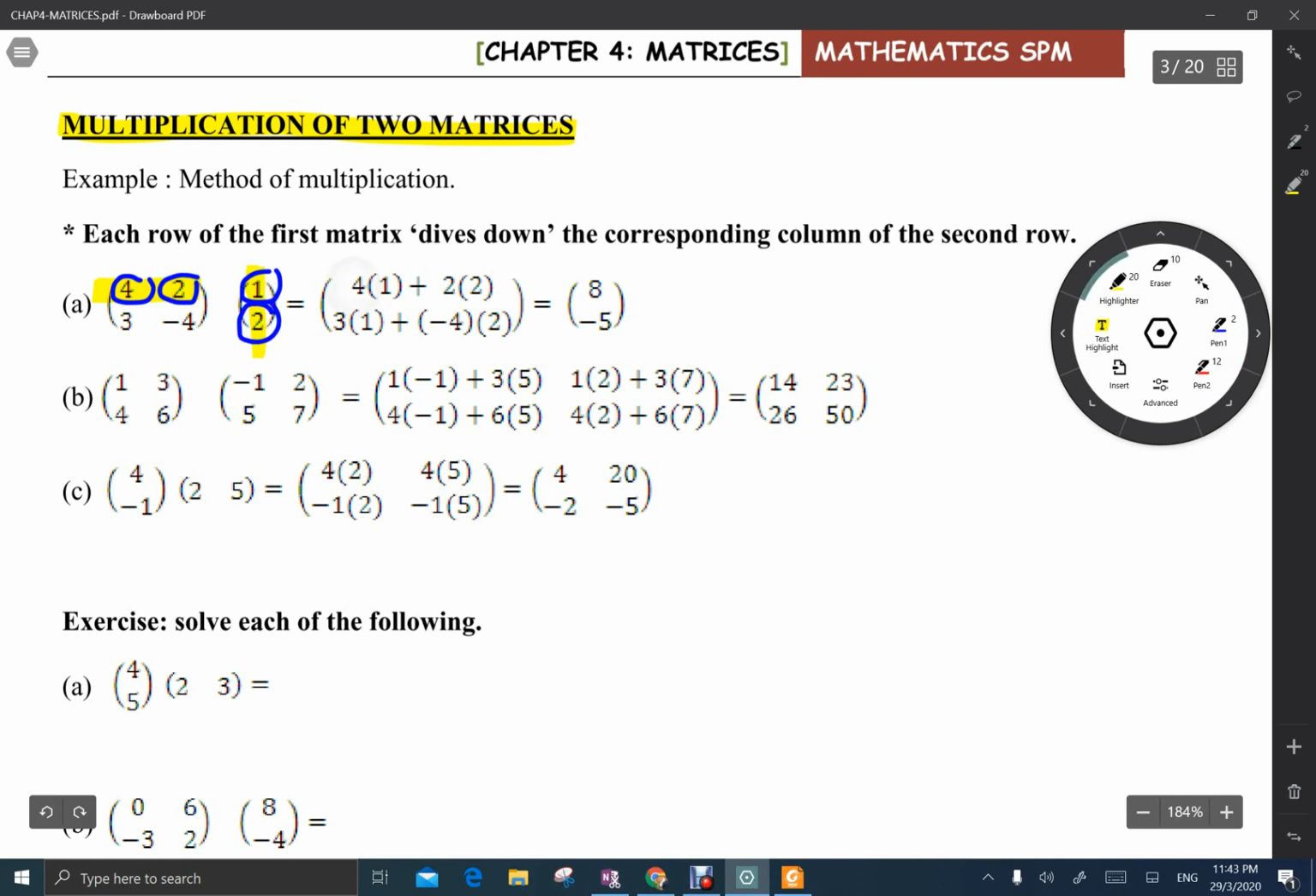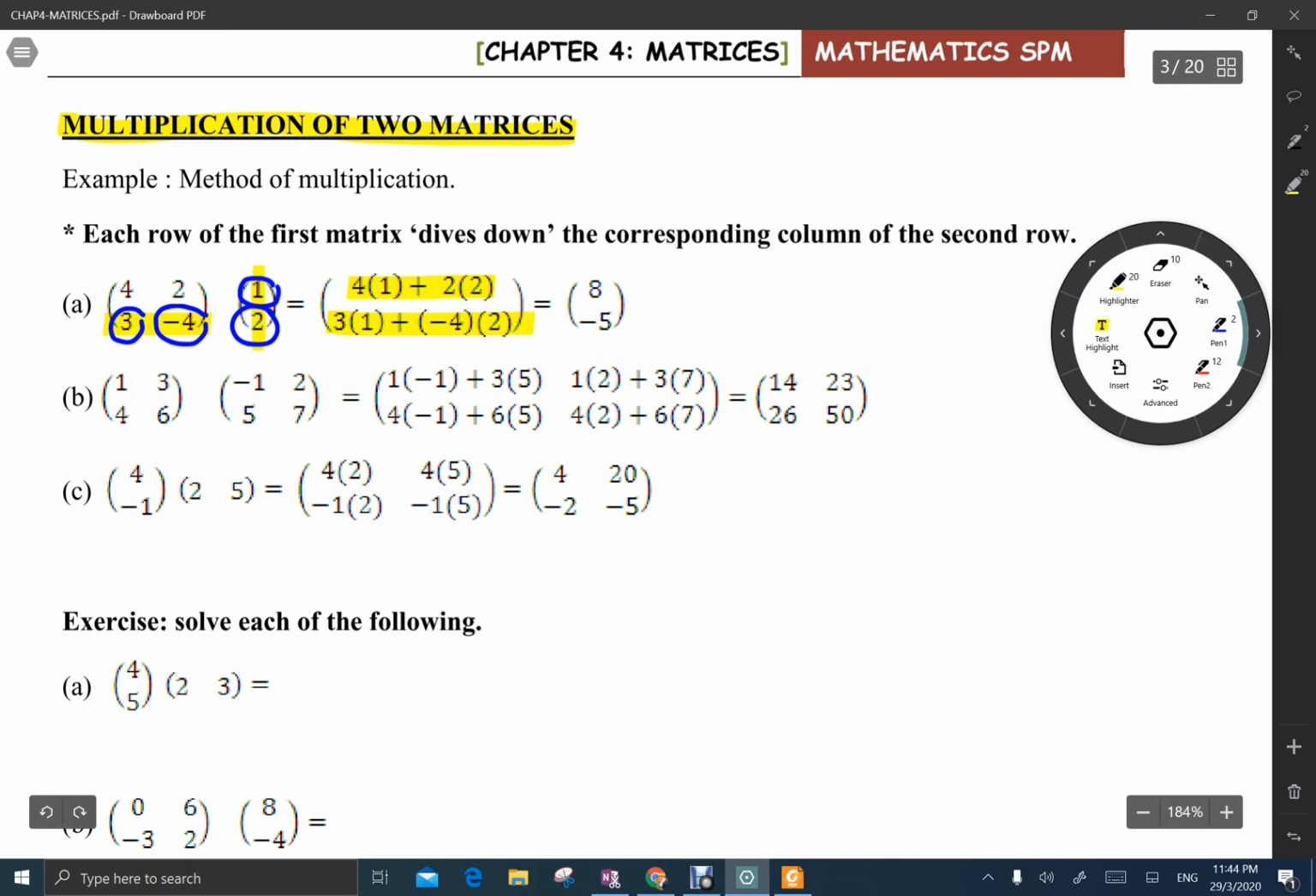Okay. So, 4 times 1 plus 2 times 2. Okay. Why did you have to plus? It's because 4 and 2 here is in the same row. So that's why you need to plus. Okay, now done. Done with the first row. Okay, so now second row times with column. Okay, now 3 times 1 plus negative 4 times 2.